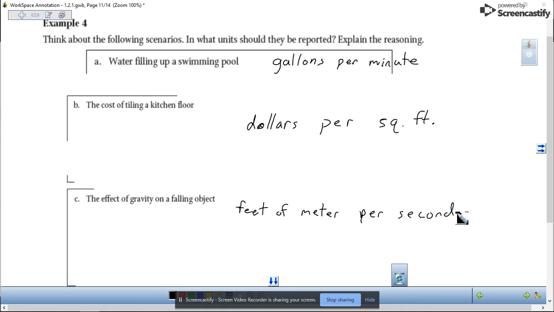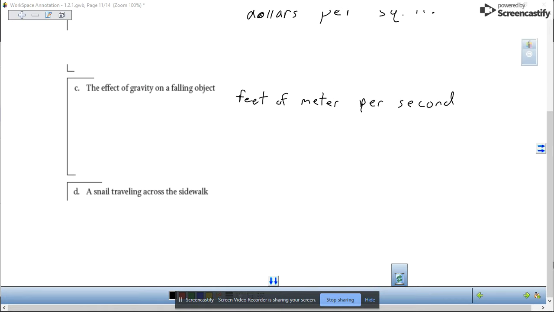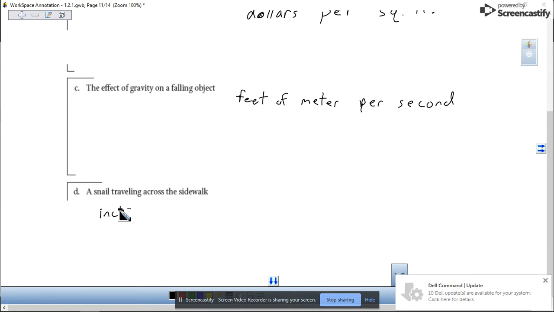All right. So then the next thing to look at, we've got a snail traveling across the sidewalk here. Now you might be tempted to measure that in feet per second or something like that. But really, think about how slowly a snail moves. You might be looking more at inches or feet per minute to get a realistic number, a nice number that you want to work with for a snail.